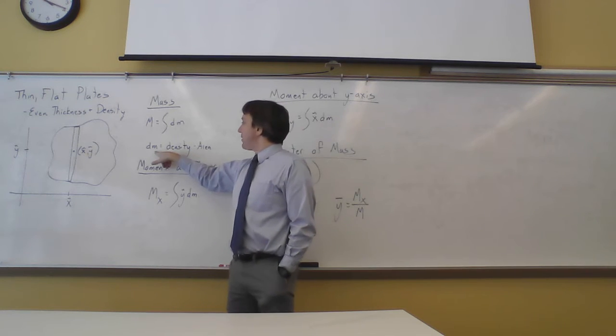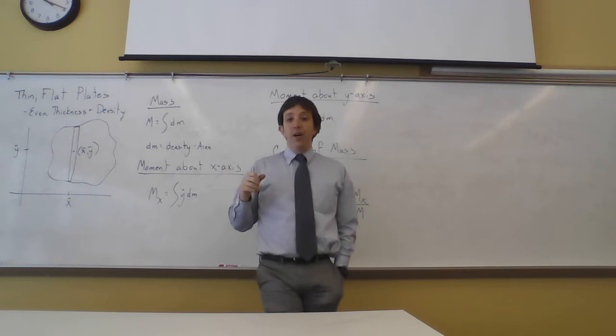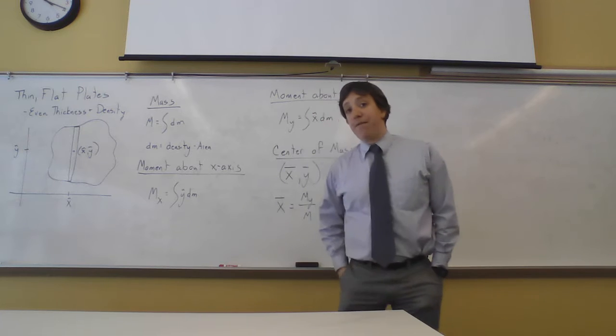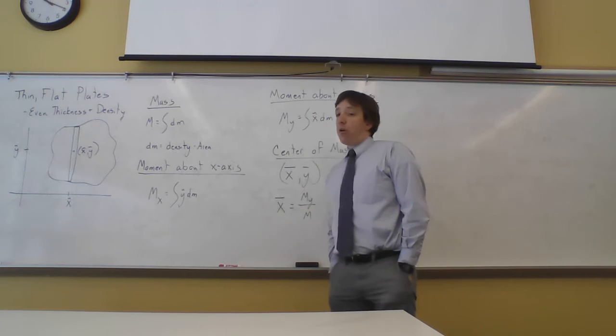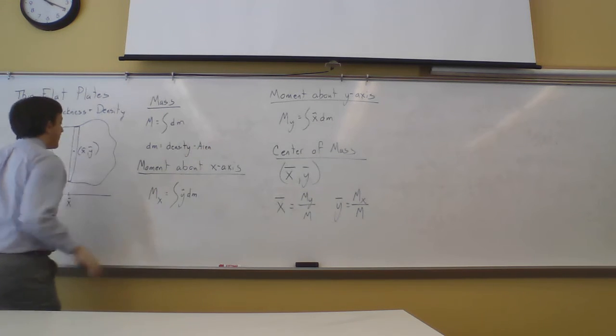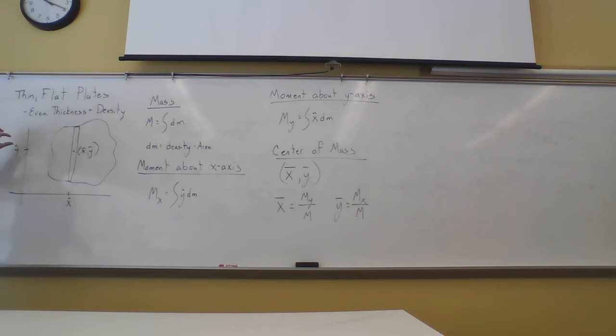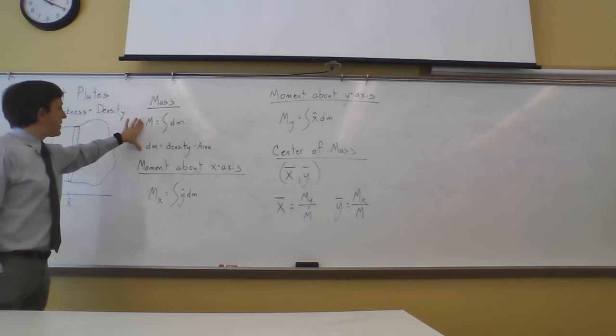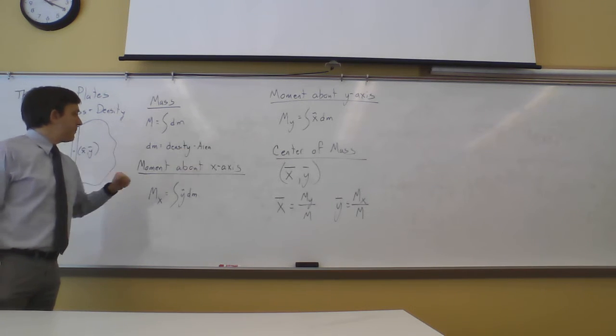Well, dm is basically the density times the area. One of those probably is a function. It's going to have an x in it or a y. So the mass is just the integral of the density times the area. And by the way, we could draw strips that were horizontal, and then we'd be looking at something just a little bit different. All right, so anyway, mass is the integral of the density times area.